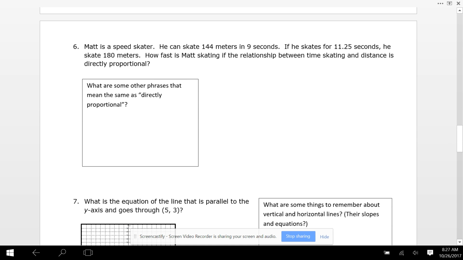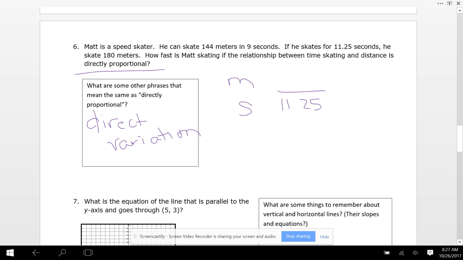Okay, so directly proportional is the same as direct variation. You know when it says proportional that you're going to do meters and seconds. So we're going to have 11.25 seconds and 180 meters.